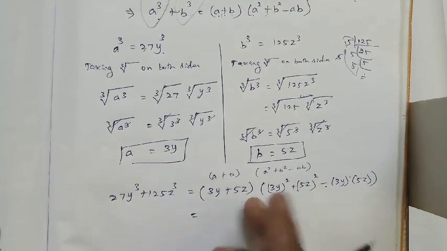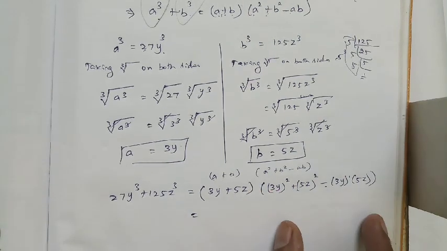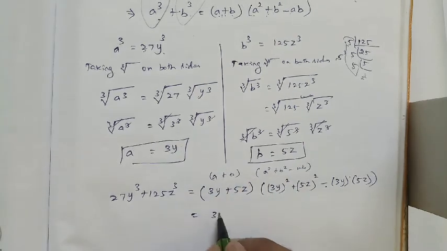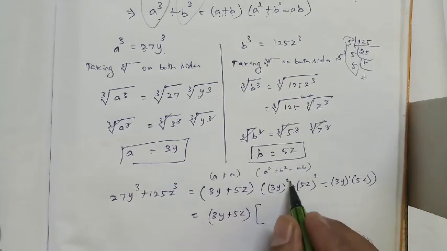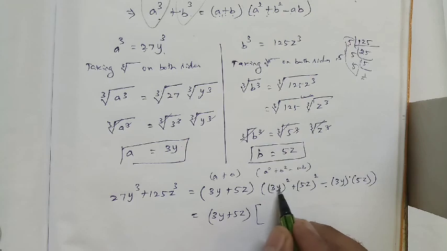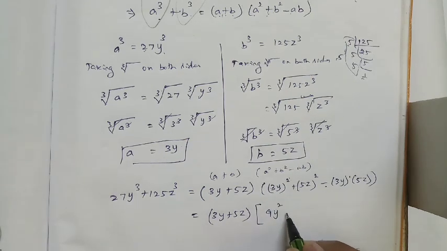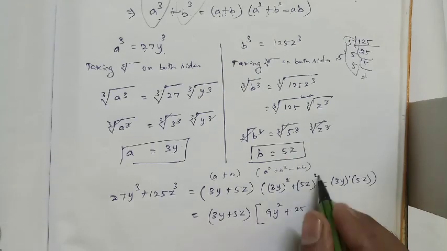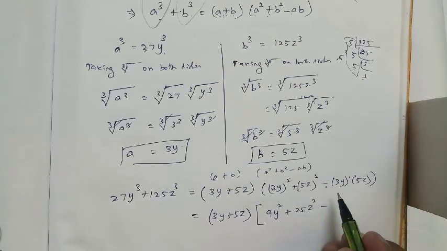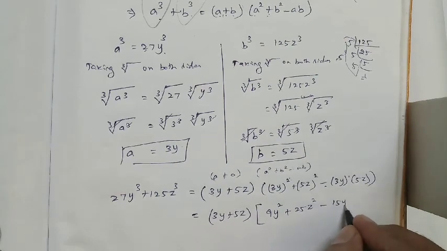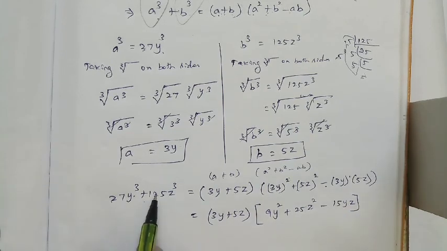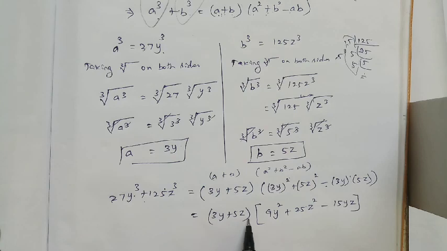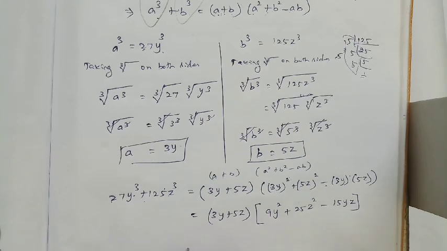Got it? A square plus b square minus a into b. Simplify. We have to keep the terms as they are, and this term alone I am going to simplify. So 3y plus 5z into 3y whole square, that is 3 square y square, which is 9y square, plus 5 square, 25 z square, minus, multiplying the constants, 3 fives are 15yz. That's all. This is one factor and this is one factor. So 27 y cube plus 125 z cube is equal to 3y plus 5z into 9y square plus 25z square minus 15yz. That's all.